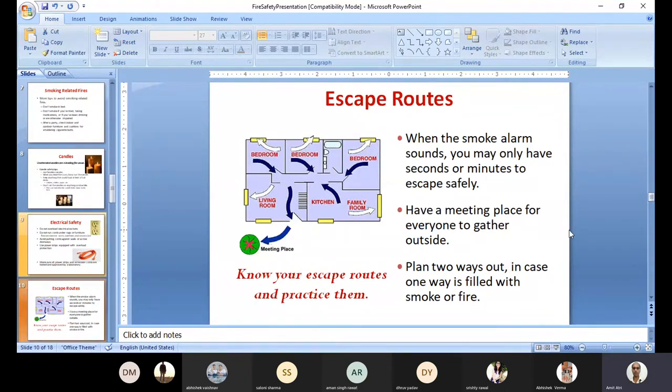Now, escape route. This is core planning during the initial designing of a building. From an architect's point of view, this is one thing which has to always be kept in mind while designing a building. You would also have seen that buildings always have a fire escape route. Whenever there is a fire, take this route. Usually it is the stairs.